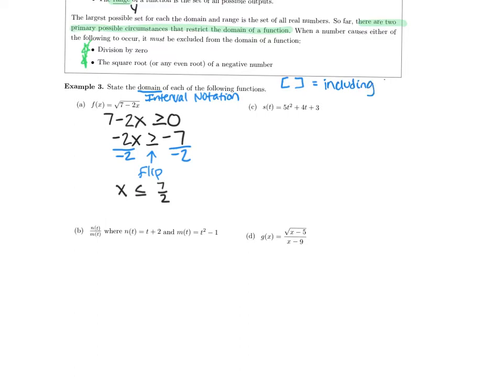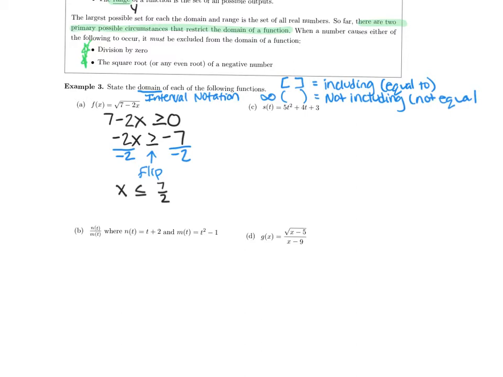including or equal to, and then we use parentheses for not including, or not equal. Now, something you cannot be equal to is, in fact, infinity. So whenever we're dealing with infinity or negative infinity, we will be using parentheses for that.